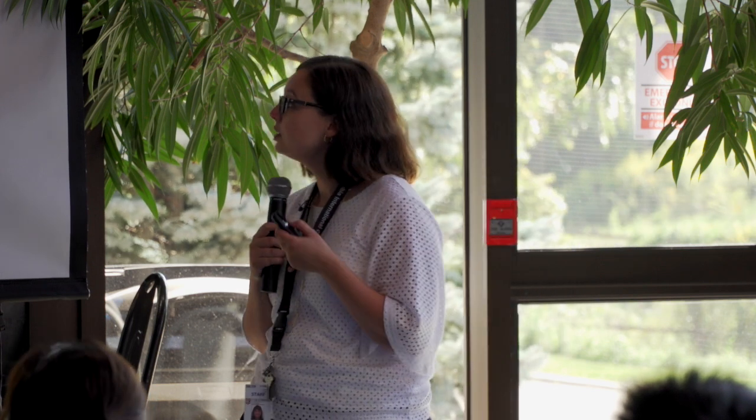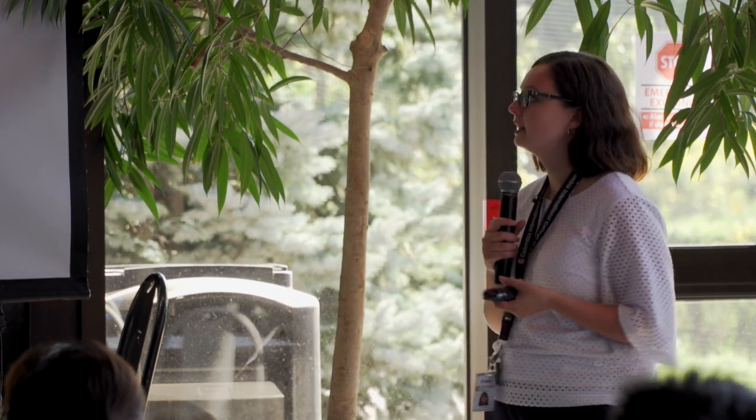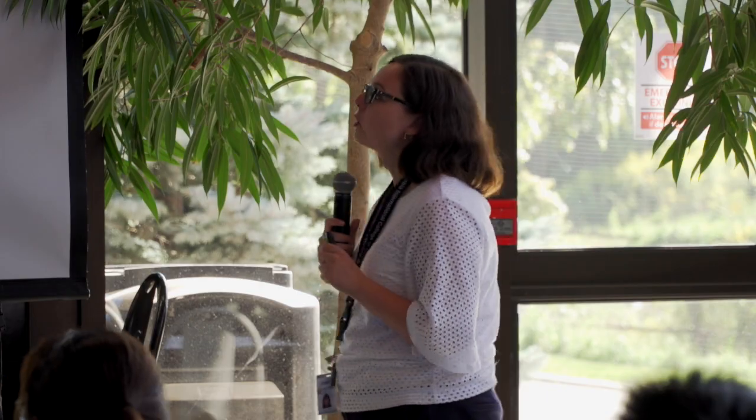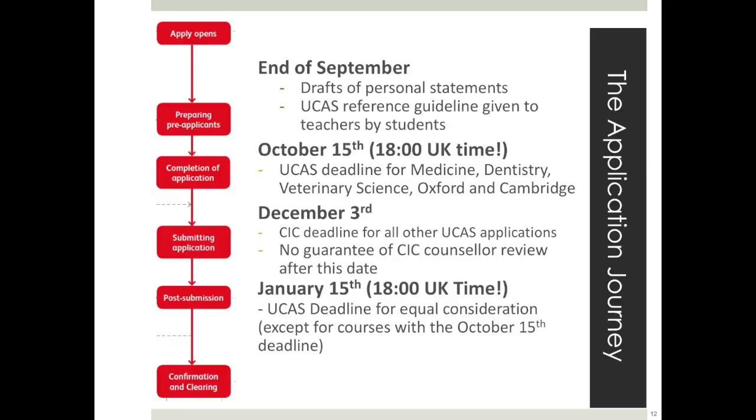January 15th is the UCAS deadline for equal consideration. So that means even though the CIC deadline is December 3rd, the actual deadline is January 15th. The UK is pretty strict about their deadlines. If you miss this deadline, you will be very limited in the number of universities that would be willing to accept your application. Because this deadline is so strict, that's another reason why I put the December 3rd deadline so early.